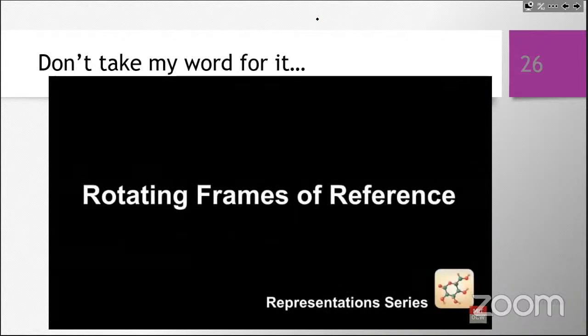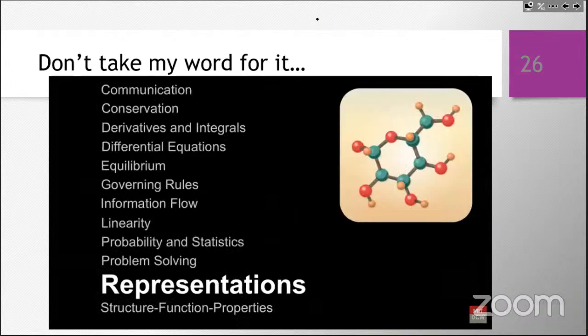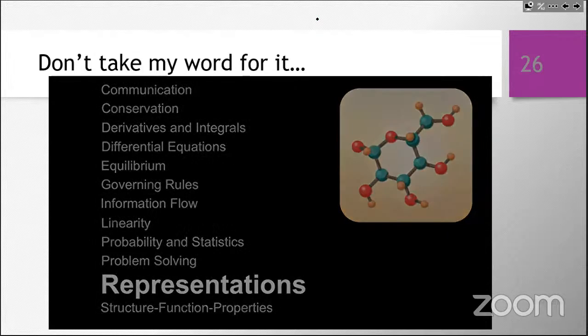This video is part of the Representations video series. Information can be represented in words, through mathematical symbols, graphically, or in 3D models. Representations are used to develop a deeper and more flexible understanding of objects, systems, and processes.